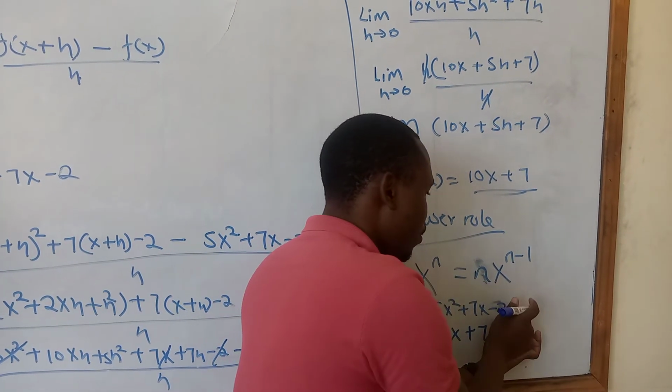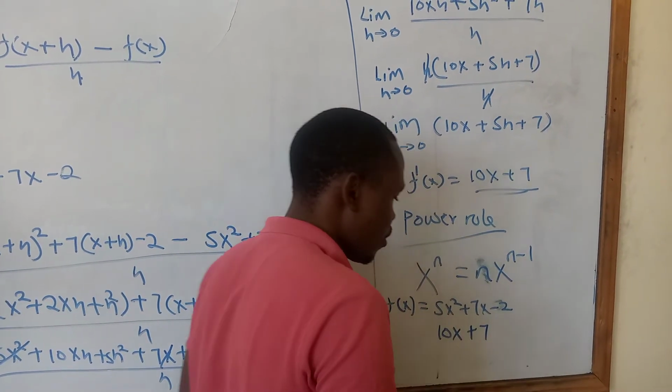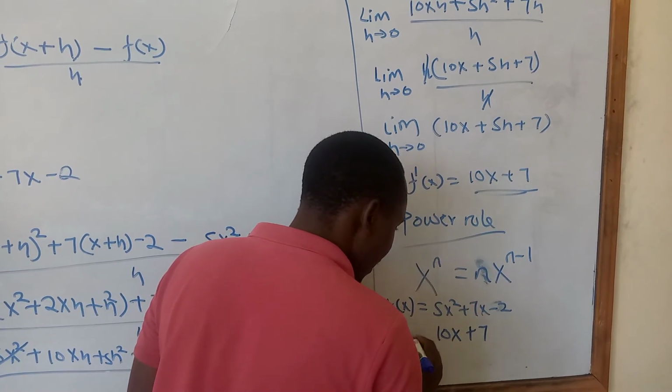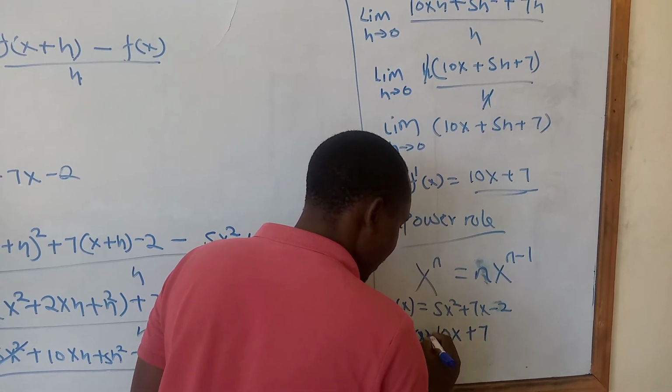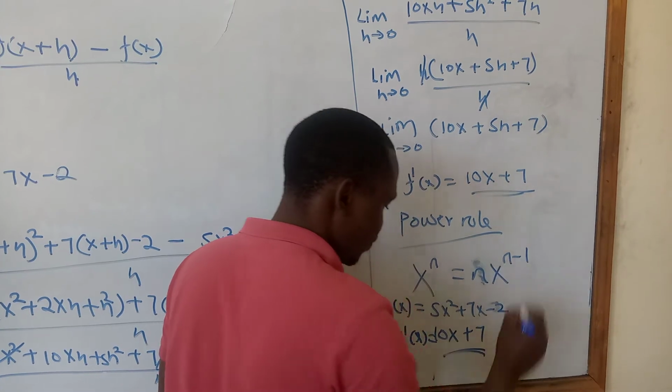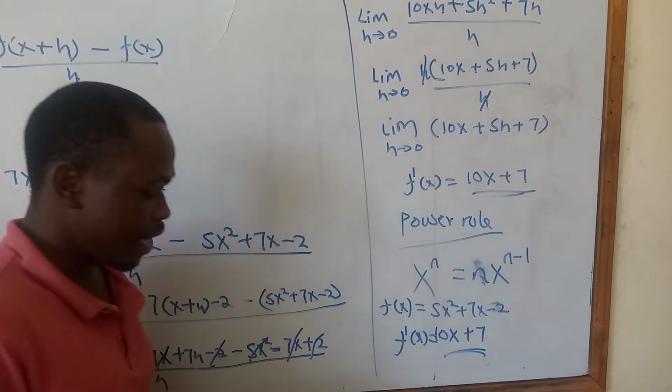This one has no variable. Therefore, it will remain like that. Therefore, f prime x is the same as this one. That was my first example.